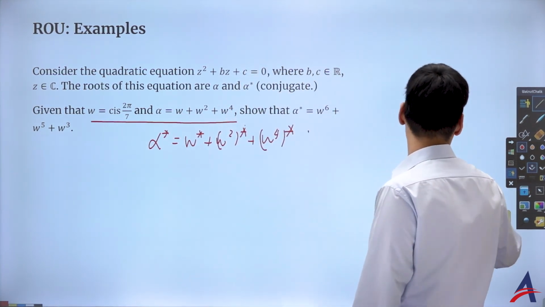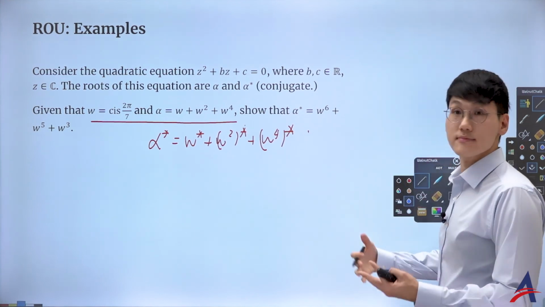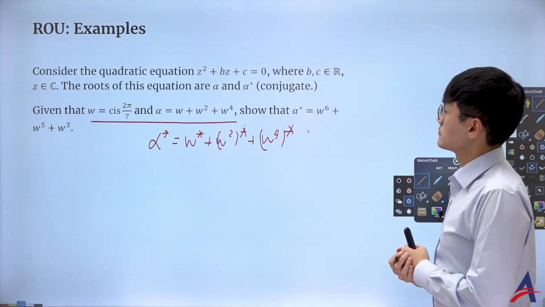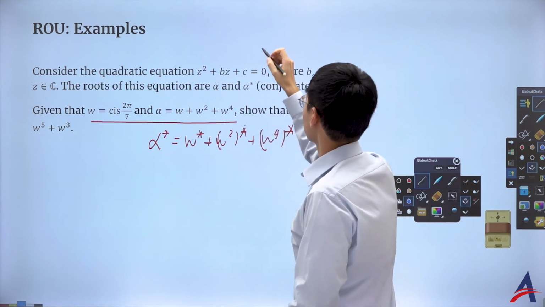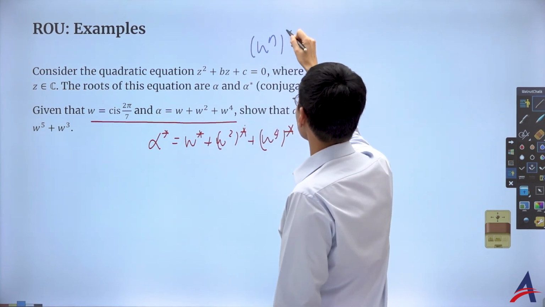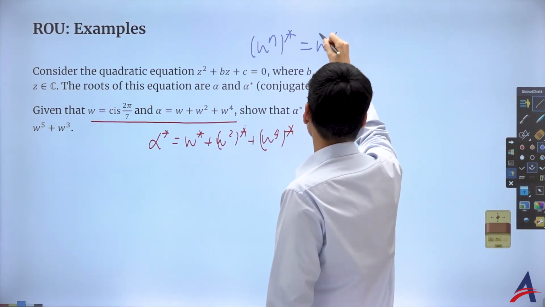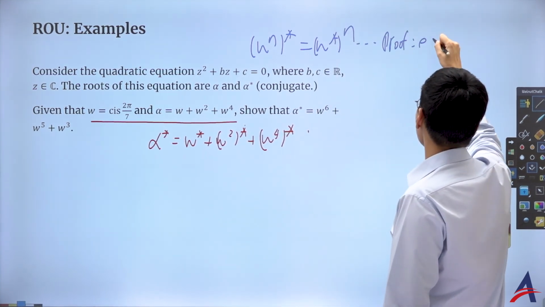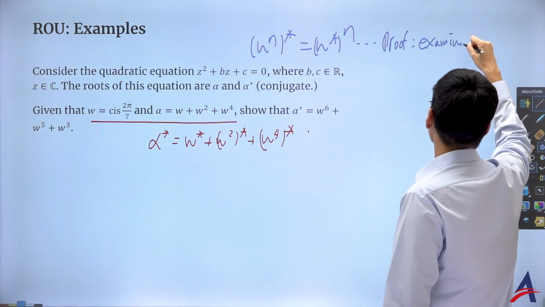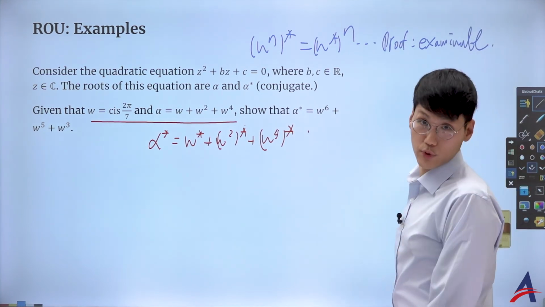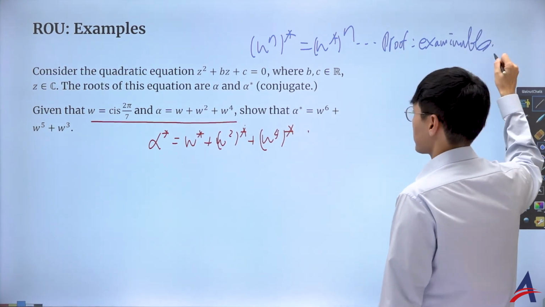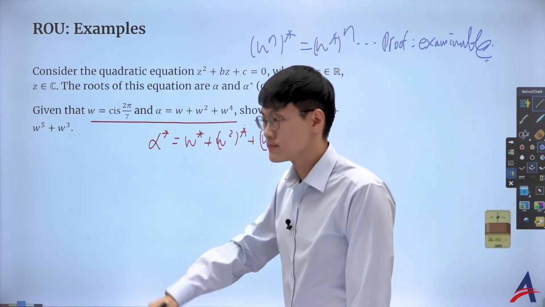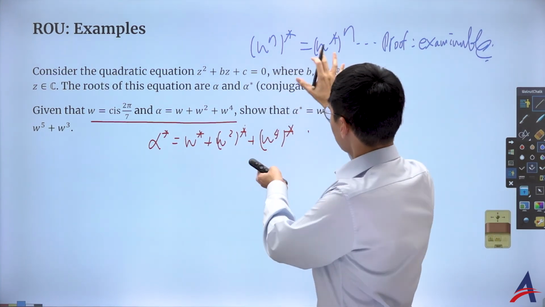And I want you to realize what it is: it is commutative, so omega to the power of n, conjugated, is the same as omega conjugate to the power of n. And yes, the proof is examinable. So you must be able to prove this. Please do not ignore those proving questions, because they are very popular for paper 1 and 2. But let's use the property.